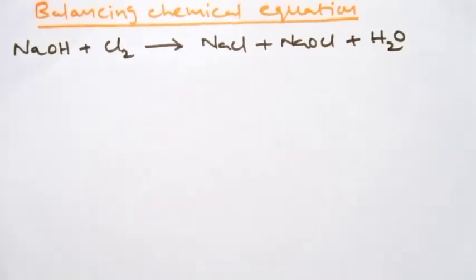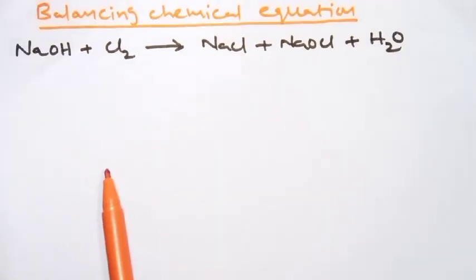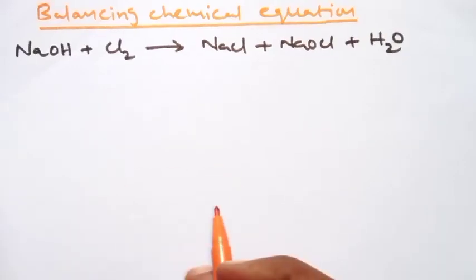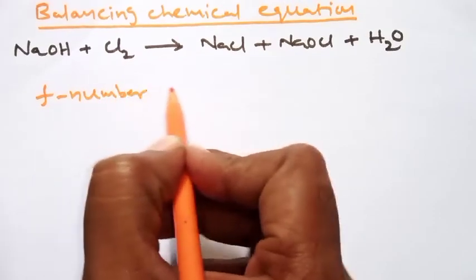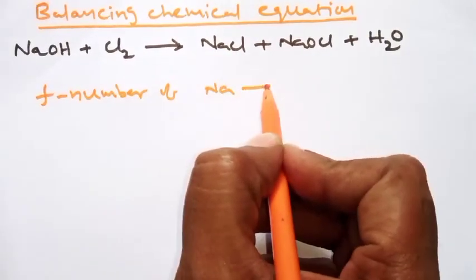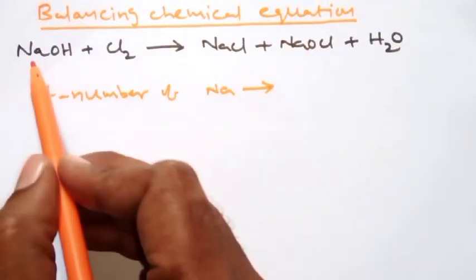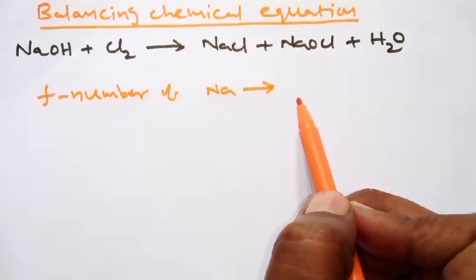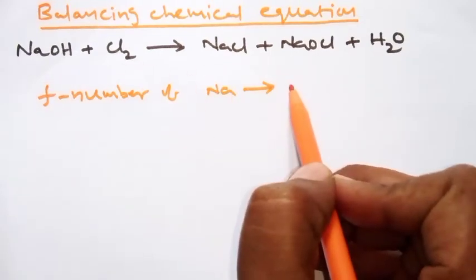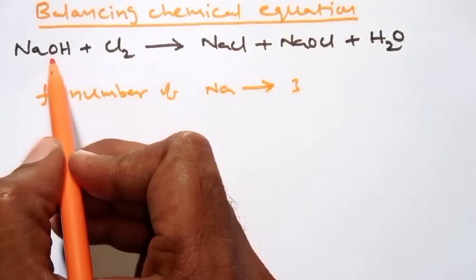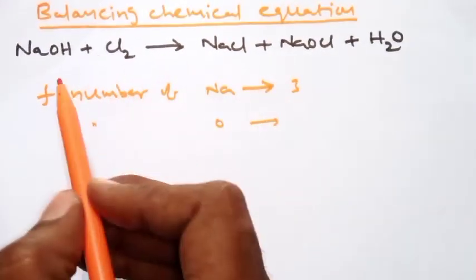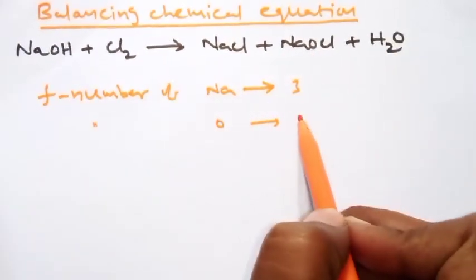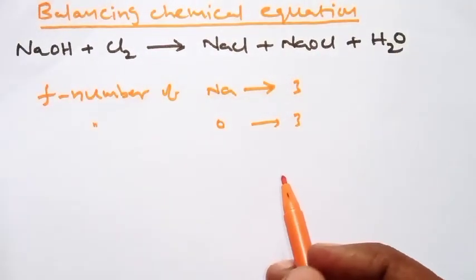First, write the F number, that means the frequency number of the concerned element. That means how many times an element is repeatedly present. Observe here, F number of sodium, frequency number of sodium: how many places is it repeatedly present? 1, 2, 3. Is it clear? 3 places it is present. That is why the frequency number of sodium equals 3. Next element, oxygen. F number of oxygen: how many places is oxygen present? 1, 2, 3. Oxygen is also present in 3 places. Is it okay?